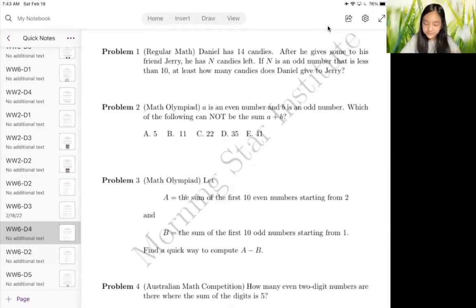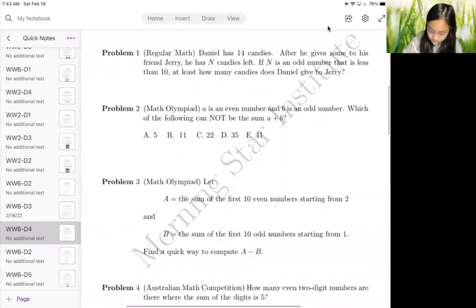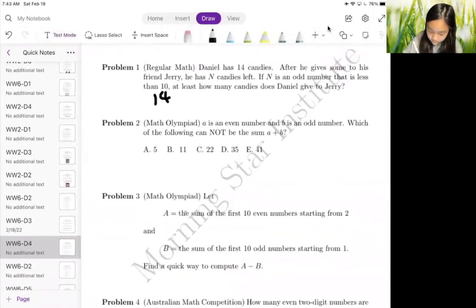A for problem 1. Daniel has 14 candies. After he gives some to his friend Jerry, he has n candies left. If n is an odd number that is less than 10, at least how many candies does Daniel give to Jerry? So Daniel has 14 candies. Then he gives some to Jerry. And there's n candies left. So if it's less than 10, then at most he has 9 left. So 14 minus 9 equals 5, and that's at least how many candies Daniel gives to Jerry.